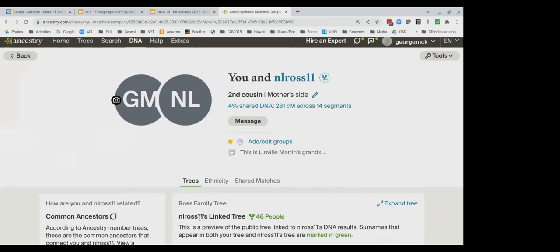Now there's something called adding groups. You can create a group of people. These may be all people from the same village, or they may be all people from the same branch of the family. So you can put people in groups. You can also star people. I've starred people who I have a particular interest in. All of the different methods, and Ancestry is not the only one, have the ability to do some kind of grouping and identification.